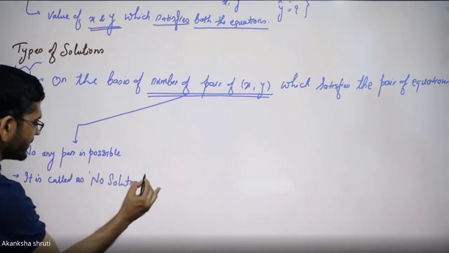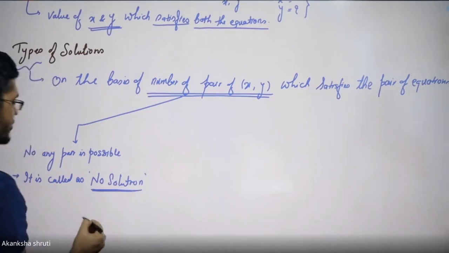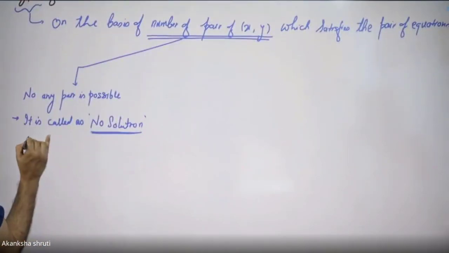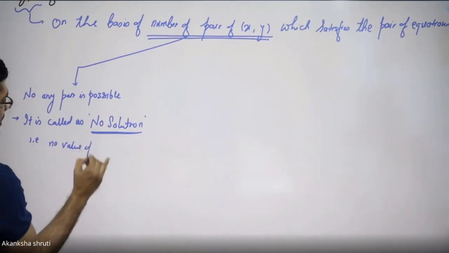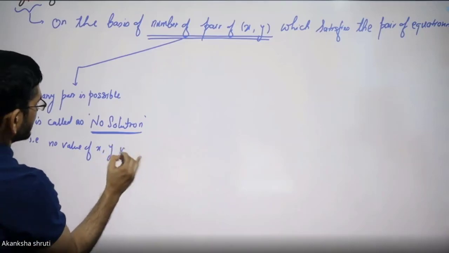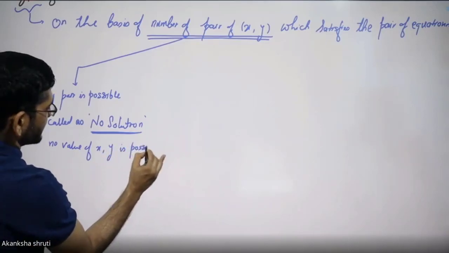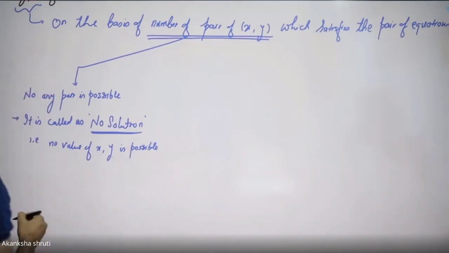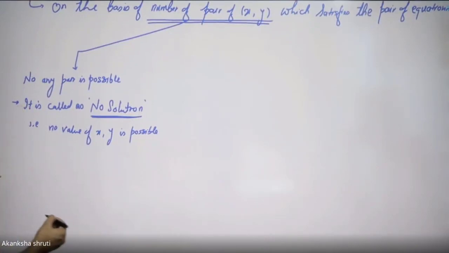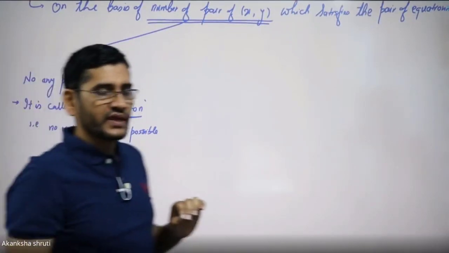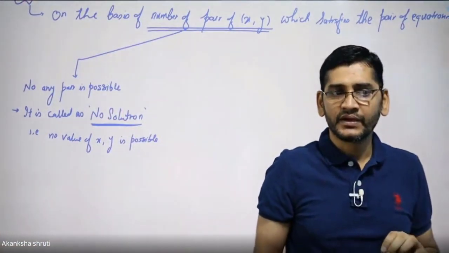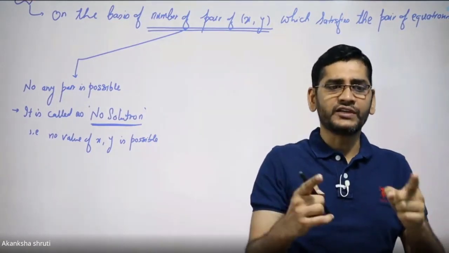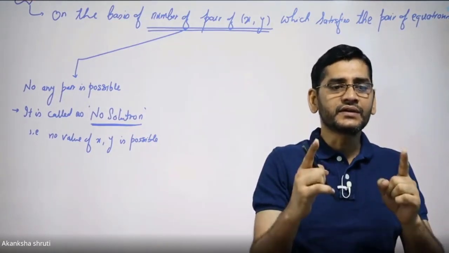So no solution means the pair or the value of x and y is not possible. That is, no value of x and y is possible which satisfies the given equation. Students, if we consider two equations in which no value of x and y satisfies the given equations, then such a pair of equations is called inconsistent.